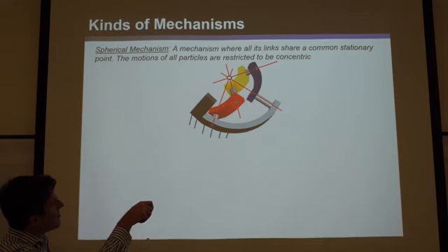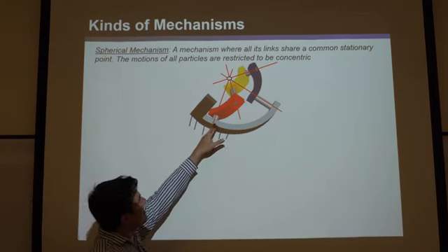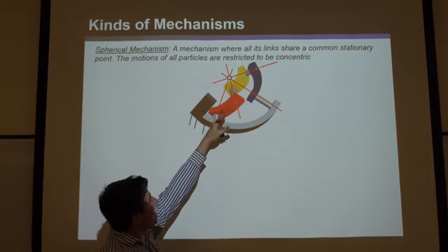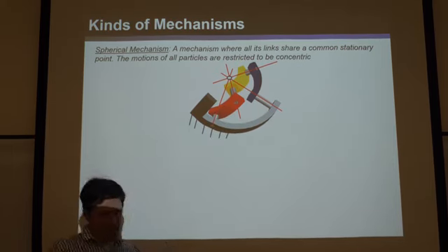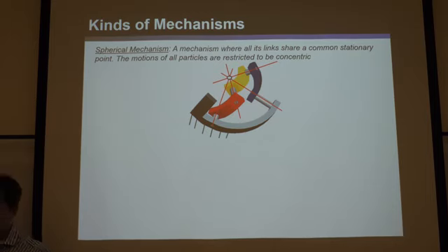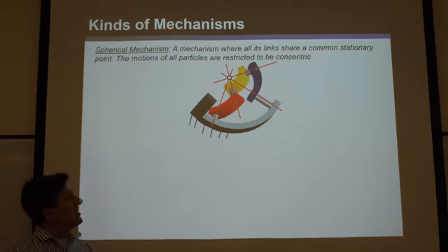This red one rotates around this red axis. The red and yellow ones rotate around this axis. The blue and yellow ones rotate around the other red axis. So everything rotates around those red axes. The reason it's called a spherical mechanism is because those axes of rotation, those red axes I showed, always intersect at a common point, as you see there.